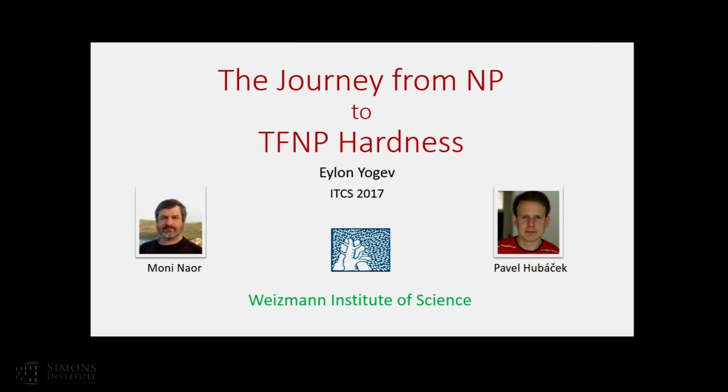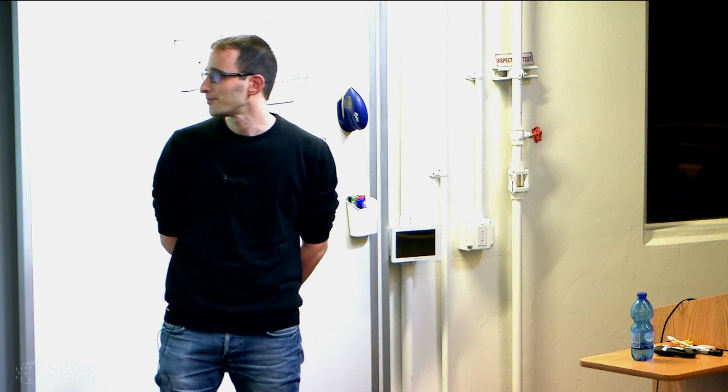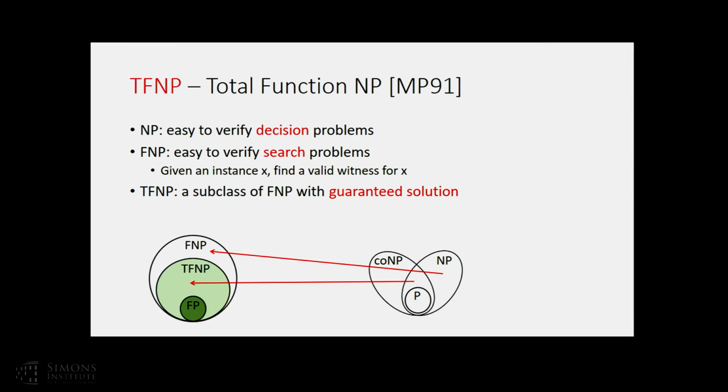So the main object of this talk is this class TFNP. TFNP stands for Total Function NP and was introduced by Megiddo and Papadimitriou in '91. So what is this class? We saw some examples during the conference, but let me describe it.